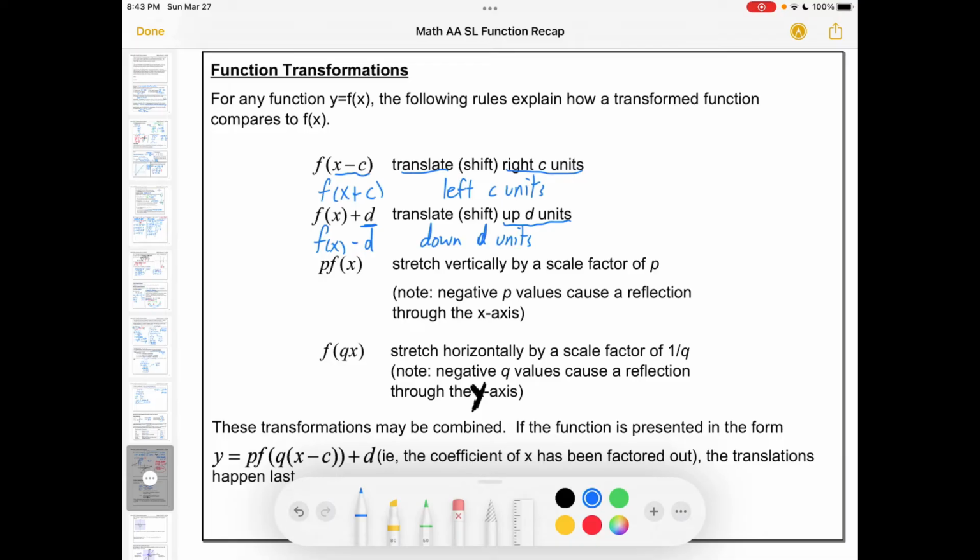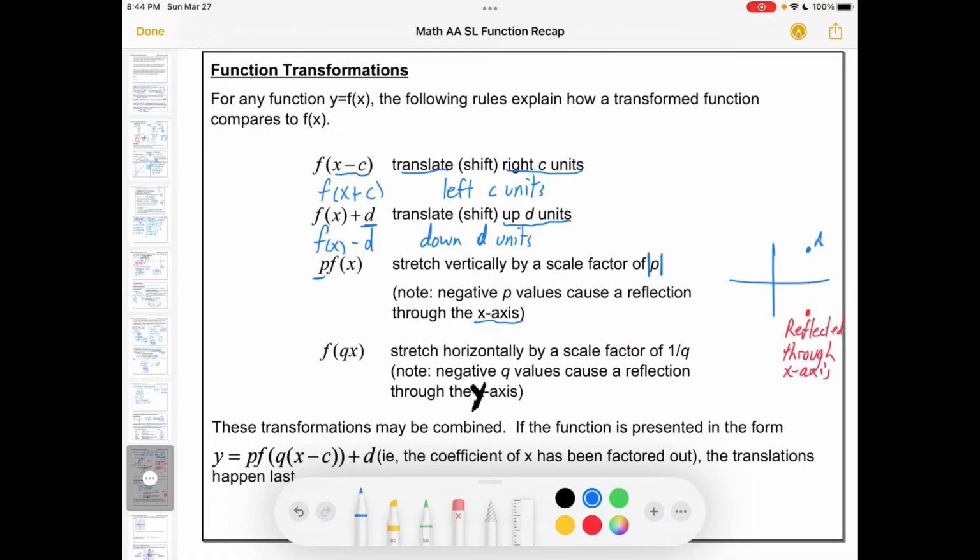If you have your function multiplied by a number, like this, p times f of x, and all these letters are arbitrary, you may have learned them with different letters, you may run into them with different letters on the exams. This is a stretch by a scale factor of, really should say absolute value of p, because we always say our scale factors as positive numbers. Now what happens if you have a negative value for p is that it causes a reflection through the x-axis. So let's just take a look at what that means. If I had some point A and I flipped it through the x-axis, instead of being above, it would be below.